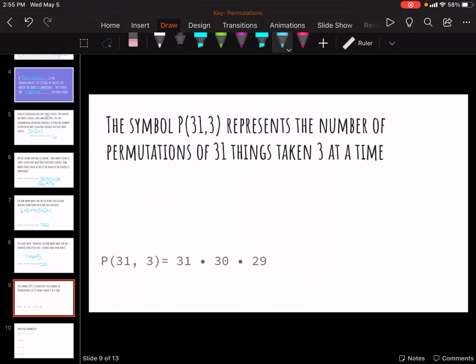So the symbol P, and then the first number 31, represents the number of permutations taken 3 at a time. So this is the way that it was for the Baskin-Robbins question, where it was 31 different options, but we only wanted the first 3. So again, 31 times 30 times 29, it's going to be that same answer. But this is the way that it can be written.